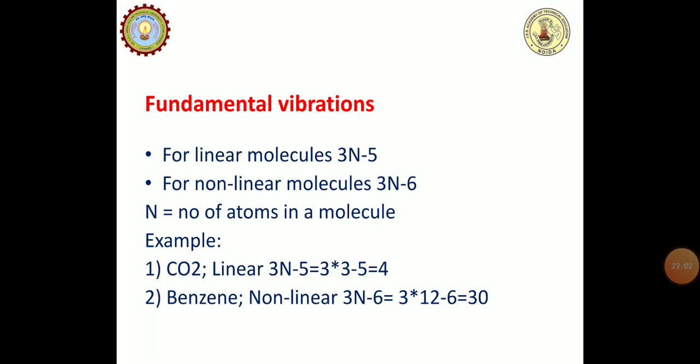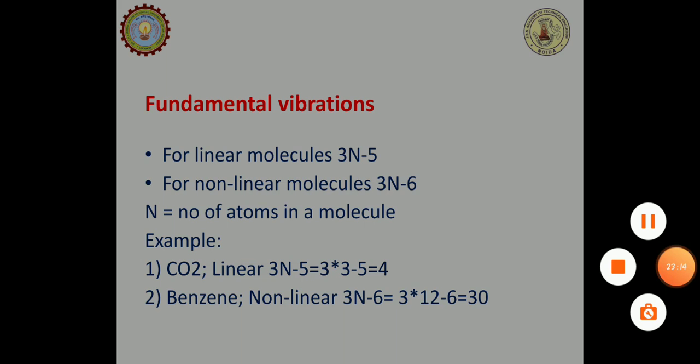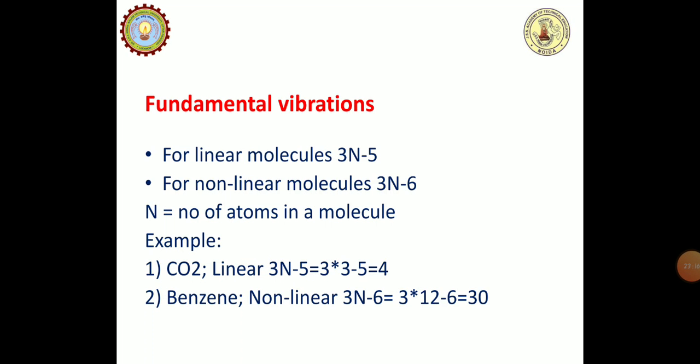The number of fundamental vibrations for linear molecules is 3n minus 5, and for nonlinear molecules, 3n minus 6. To determine the degrees of freedom of linear molecules, we use the 3n minus 5 formula. For nonlinear molecules, the 3n minus 6 formula. N is the number of atoms in a molecule.